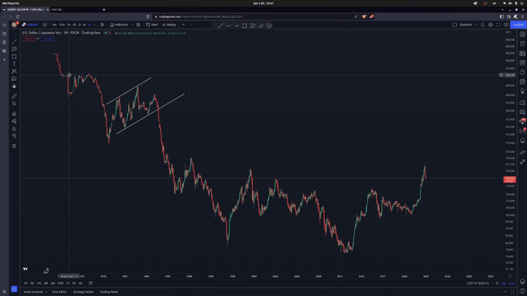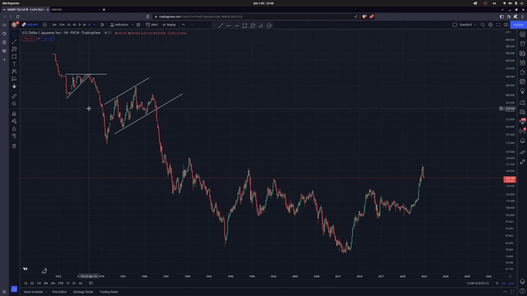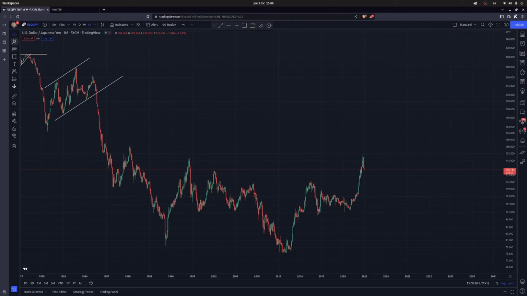Let's see if there's something else. Maybe we could draw something here. This could be an ascending triangle, right? Getting rejections here, here, and having this consolidation phase and breaking down here. So we have an ascending triangle, a channel formation here. So this could be a symmetrical triangle here, more or less, which is also here in this case a confirmation pattern, as it broke to the downside. Here this could be a descending triangle.